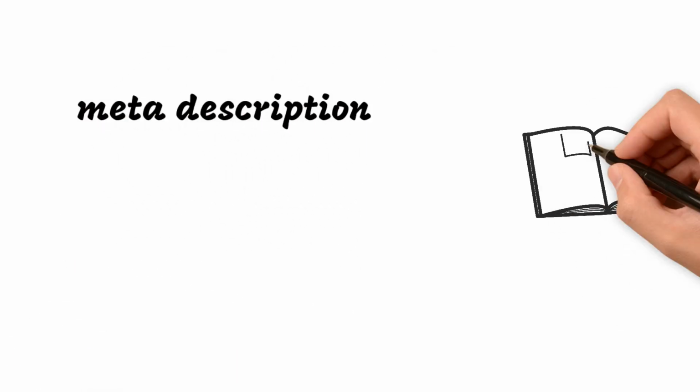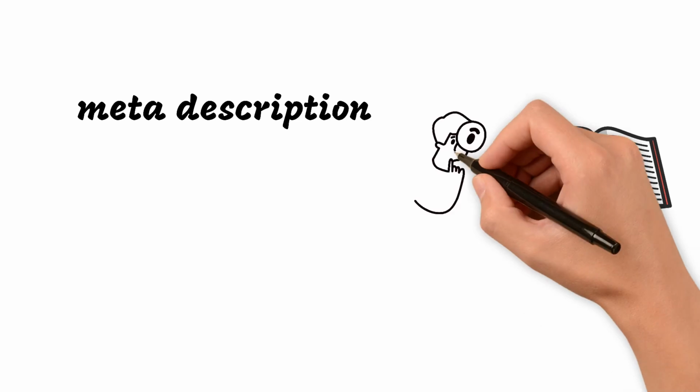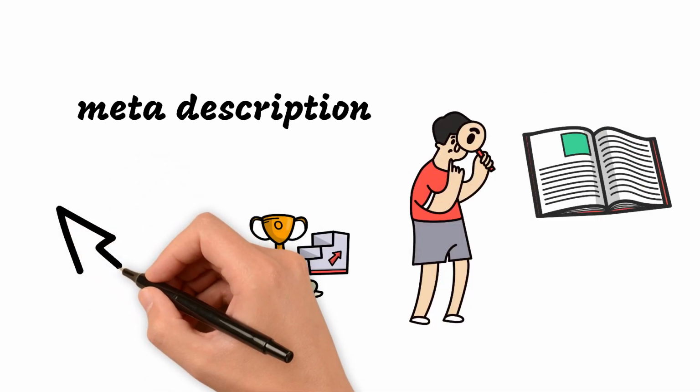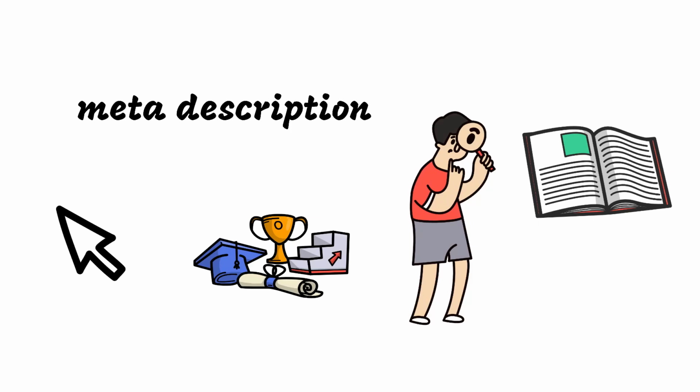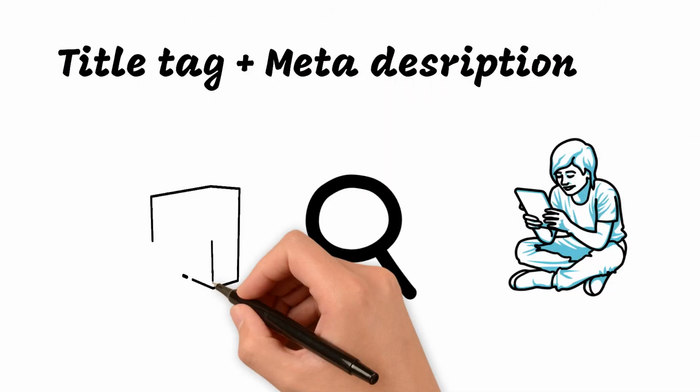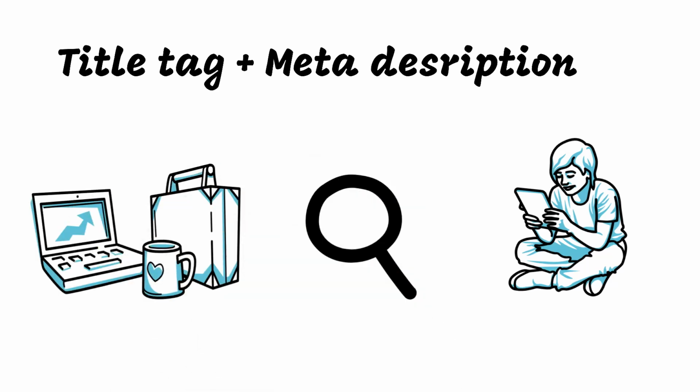users to click. The meta description is the short summary that appears below the title in search results. It doesn't directly affect rankings, but increases click-through rate. Together, title tag plus meta description act like your digital business card in Google search results.